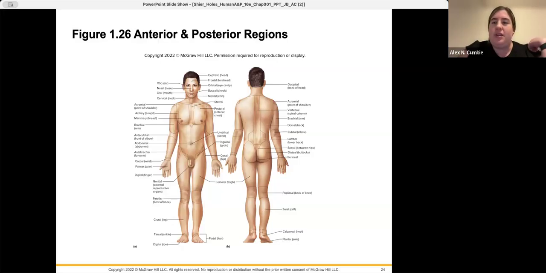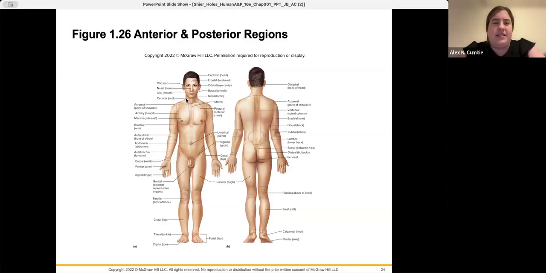A few additional terms: you might think of the cheek with the word buccal. Say you needed to get your DNA swabbed, you probably don't do this at the doctor, but it's called a buccal swab because they are swabbing the cheek. The word buccal means cheek. The word oral means mouth. The word mental means chin.